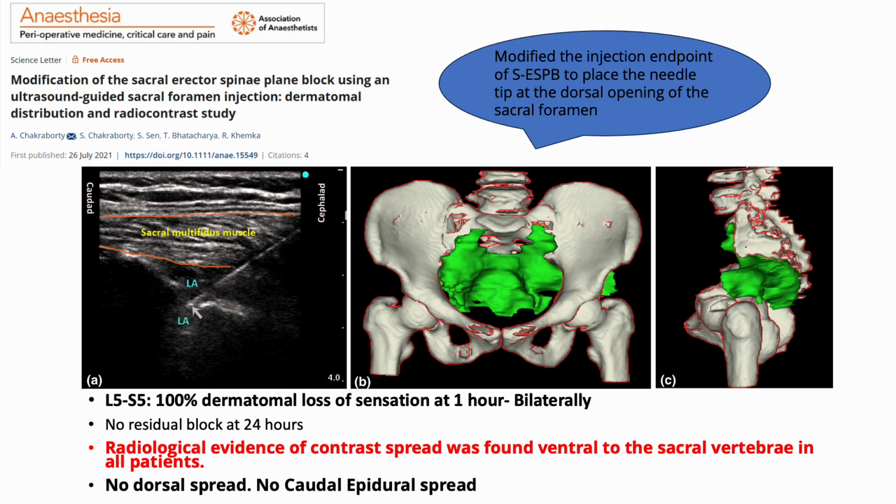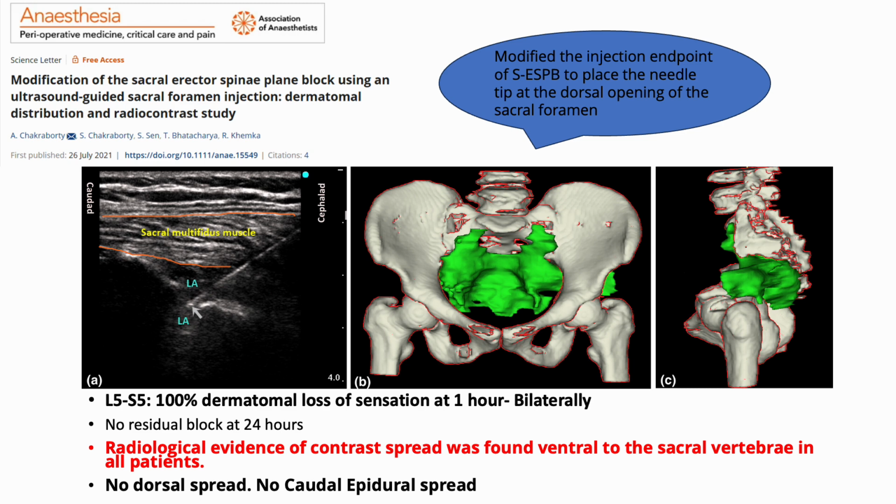A further modification of the sacral ESP block is called the sacral foramen block. The modification here is the needle end point was placed under the sacral multifidus muscle at the dorsal entrance of the S2 sacral foramen. Here, an injection of contrast was placed and a subsequent CT scan performed, which showed radiological evidence of contrast spread ventrally to the sacral vertebrae in all patients. There was no dorsal spread, there was no caudal epidural spread.